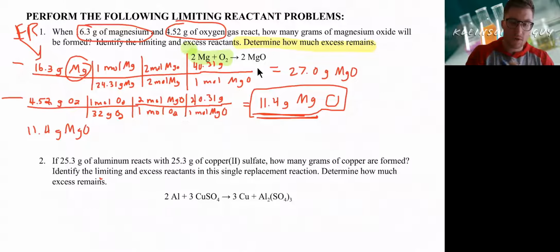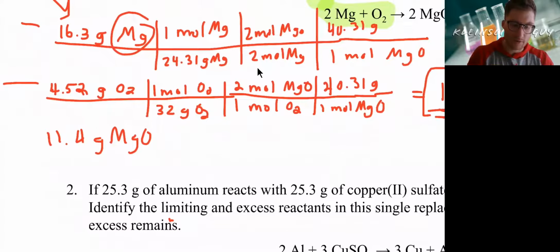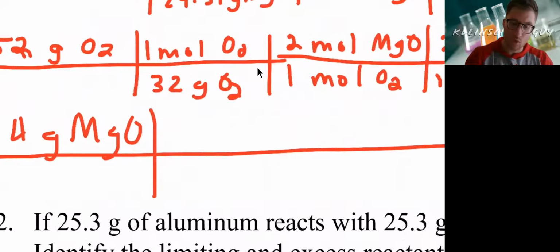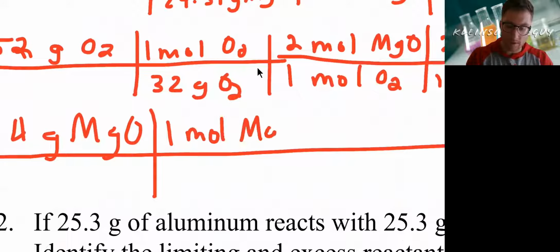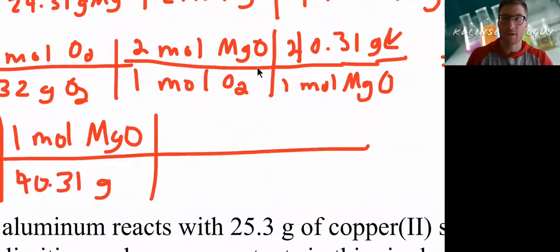Now, what we want to do is see, of those 11.4 grams of magnesium oxide, how much magnesium was actually needed to produce that. So we're going to do a whole stoich calculation. We want to go from grams of magnesium oxide to grams of magnesium. 1 mole of magnesium oxide goes on the top. Then we're going to need the molar mass of magnesium oxide, which is 40.31 grams. I know that from the previous calculation right here.